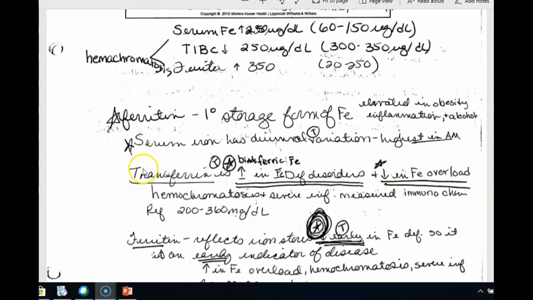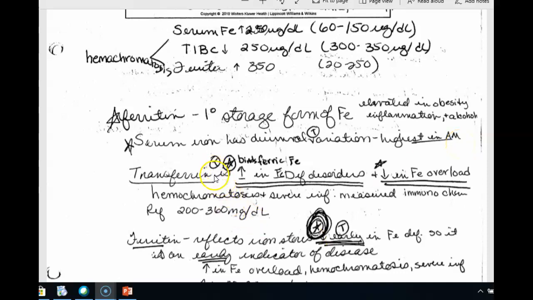All right, ferritin is the primary storage form of iron. It can be elevated in obesity, inflammation, and alcoholism. Serum iron, again, has a diurnal variation. And oh, look, you can see my secrets. T in a circle, test question. It is highest in the AM, in the morning.